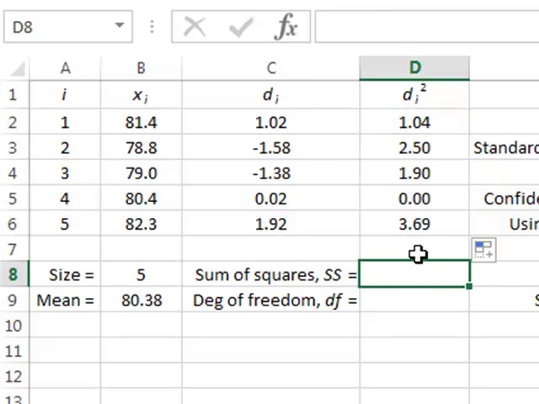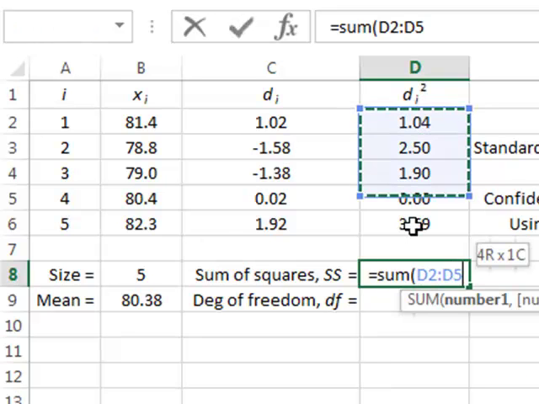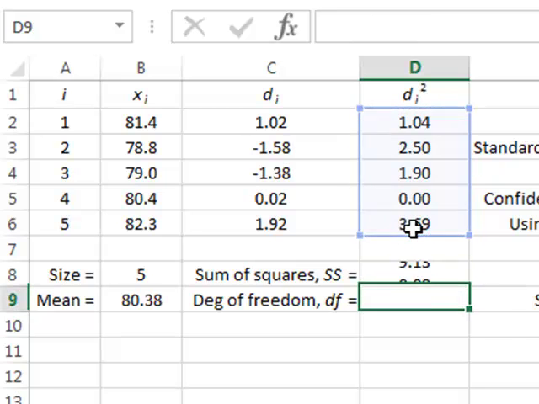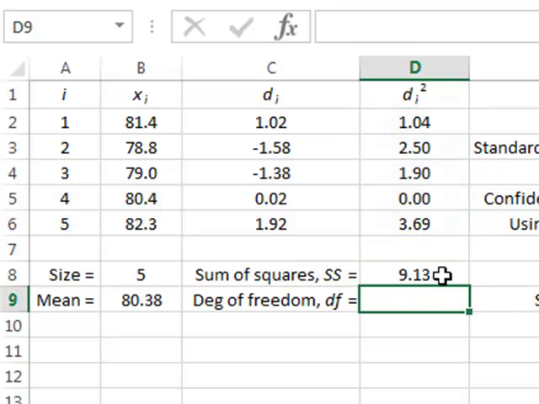The overall measure of variation in the data then can be obtained by adding up all of these squared deviations, and this is called the sum of squares. So this will be equal to the sum of all of these squared values, 9.13.